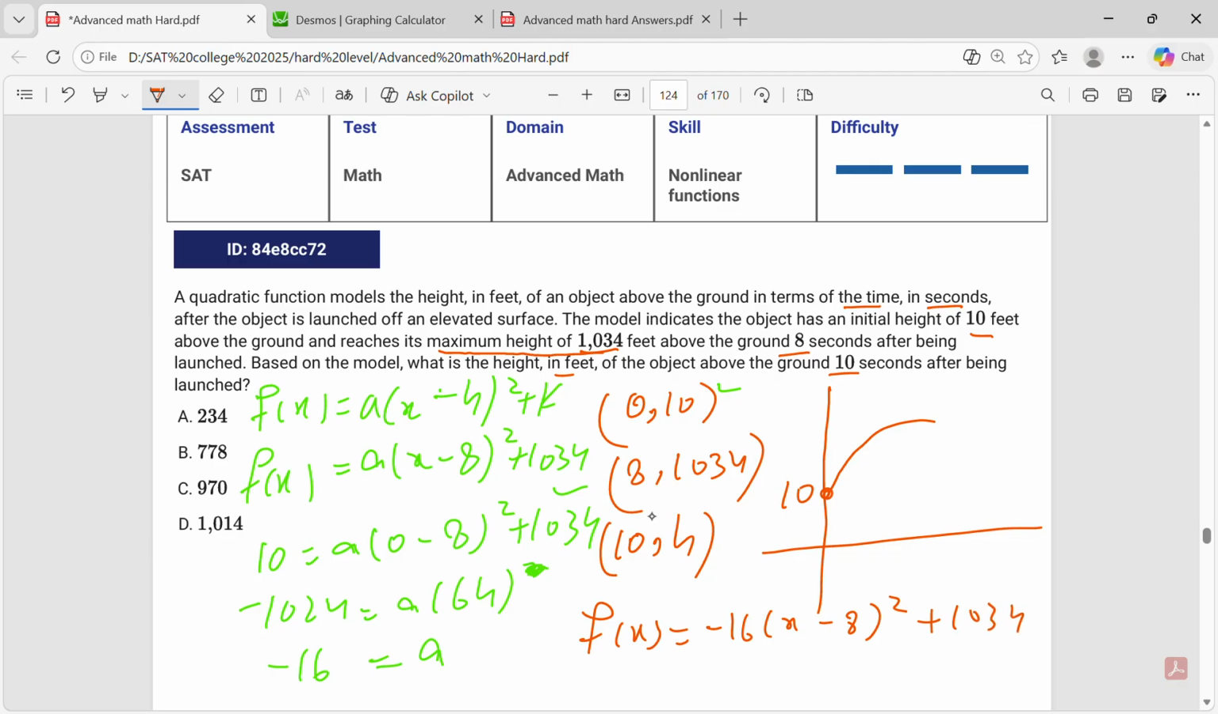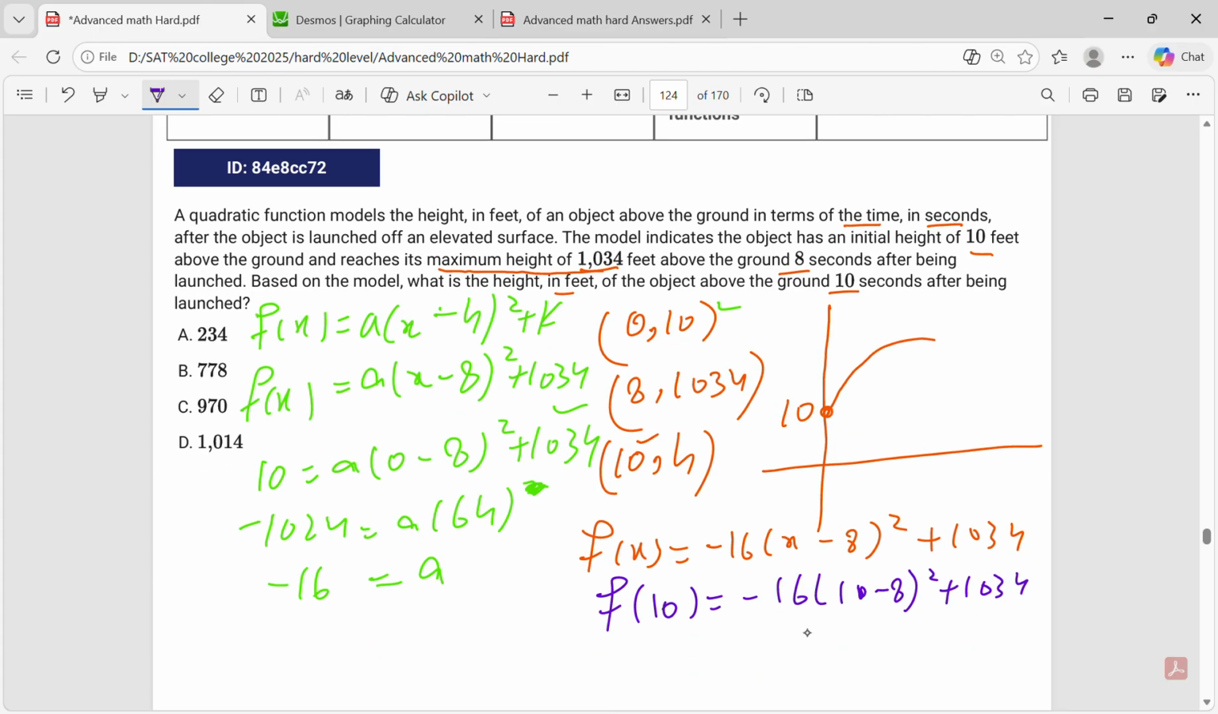Now we have to find the height after 10 seconds, which means we have to find f of 10. So f of 10 would be negative 16 times 10 minus 8 square plus 1034. 10 minus 8 is 2, and 2 square is 4. So this will be negative 64 plus 1034, and it will be 970. So this is our answer. Now let's do this question using Desmos.